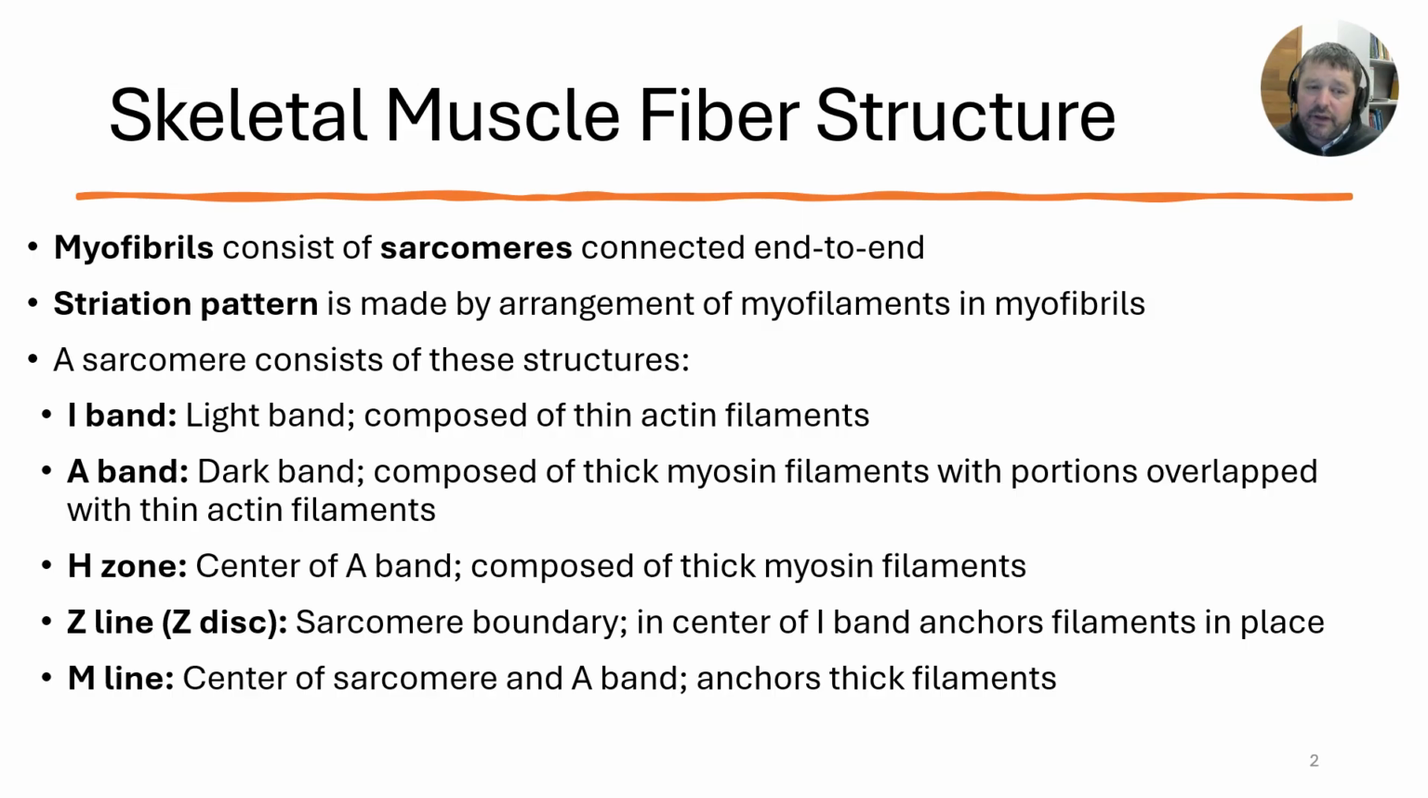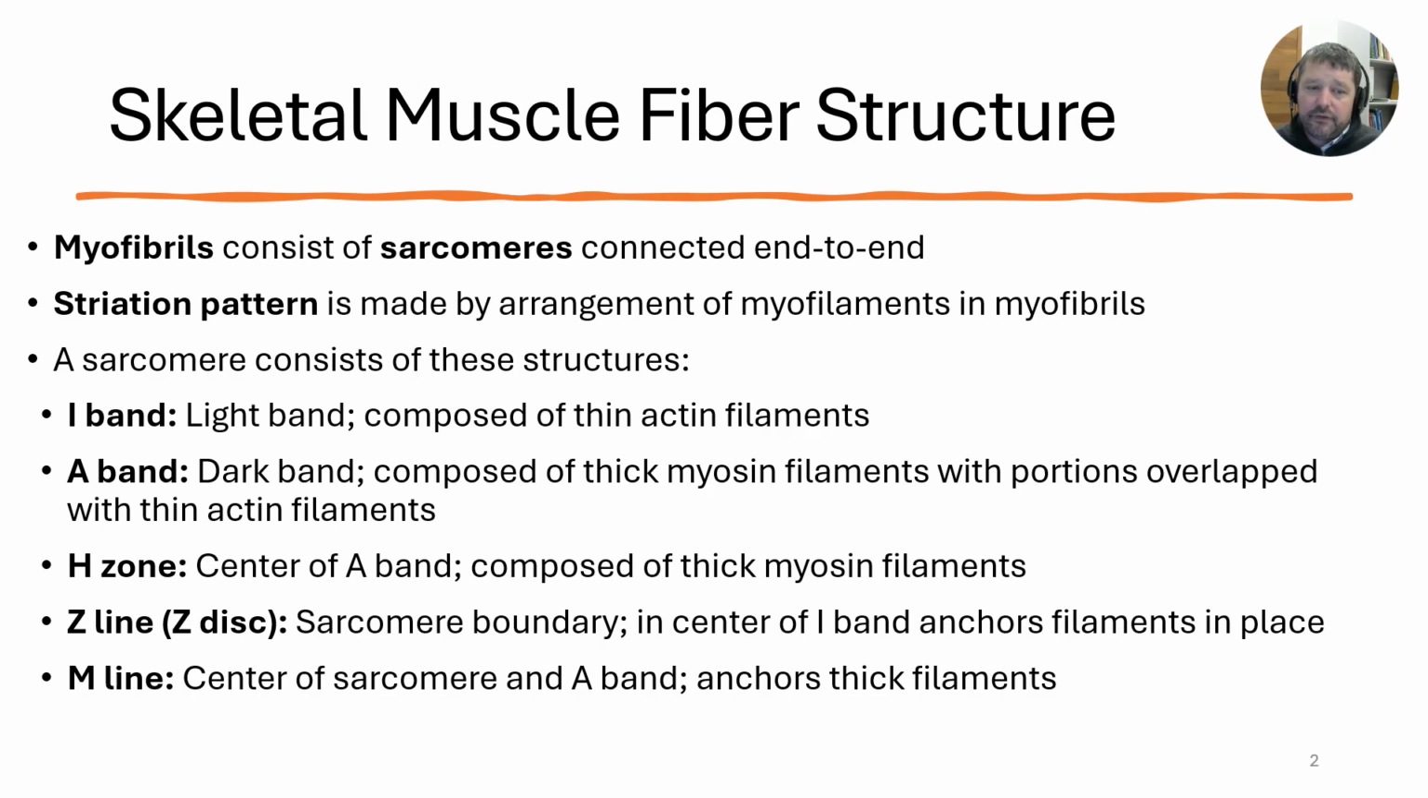Okay? You have an H zone, which is the center of the A band, okay, and that's going to be lighter, okay, because it's not overlapping the actin. Okay, and we'll look at this in a photo in just a second. And then you have the Z line, sometimes called the Z disc. Okay, and that's where the I bands meet. So an actin filament from one sarcomere meets the other, and it creates a Z boundary.